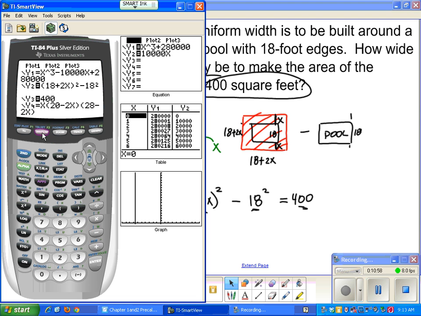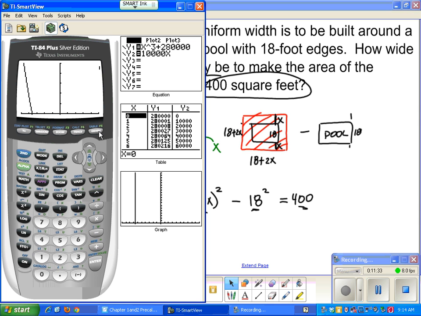So I'm going to use a window for my x's from -25, which I probably don't even need to do the negative part of that, up to 25. Okay? And I'm going to use a scale of 5. And then for my y values, we're talking about square footage. Well, we talked about a 400 square foot area, so I'm going to go a little bit above that. And I'm going to do -10. We're not going to have a negative area, so not much there. And then I'm taking this up to 500, and I'll do a scale of 100.